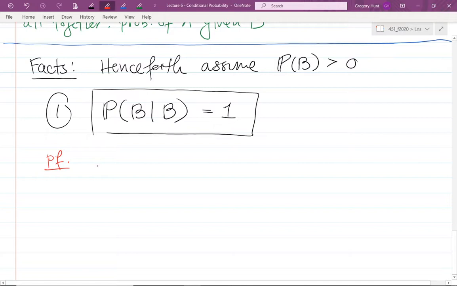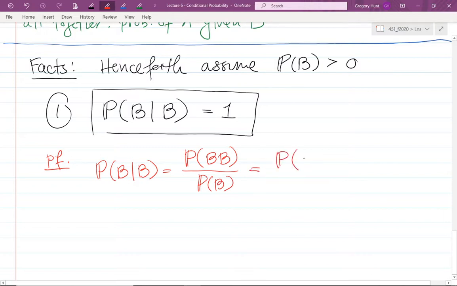Okay, proof. This is going to come very straightforwardly from our definition of conditional probability. Probability of B given B is the probability of the intersection, so B intersected B, over the probability of the conditioning event, B. And B intersect B is just B. We still have a probability of B in our denominator. Lo and behold, that gives us 1. That's a nice little one-line proof there.